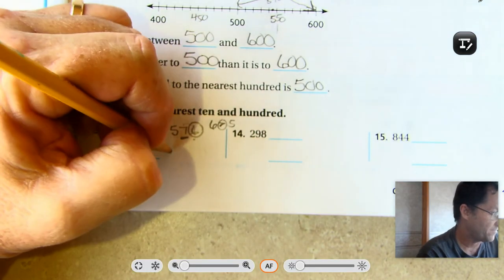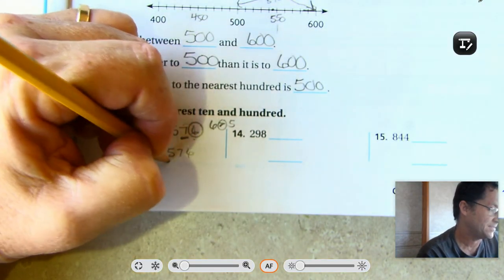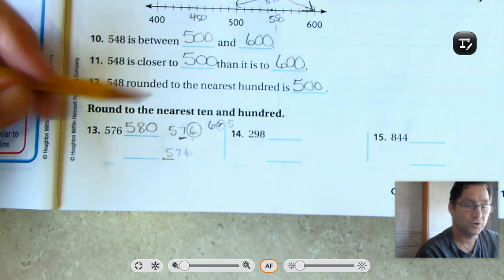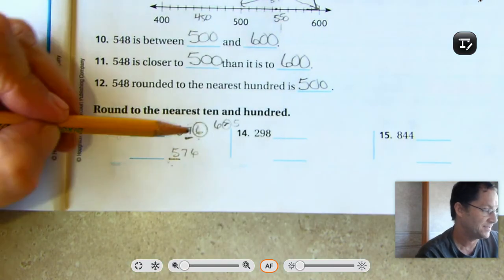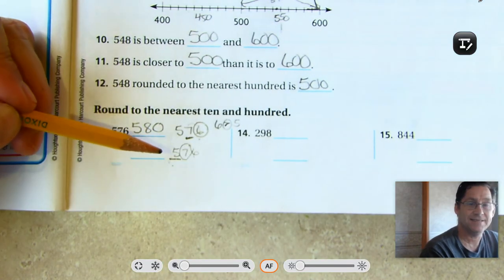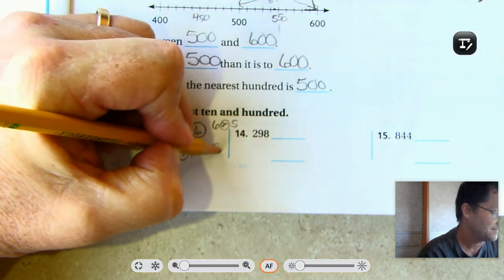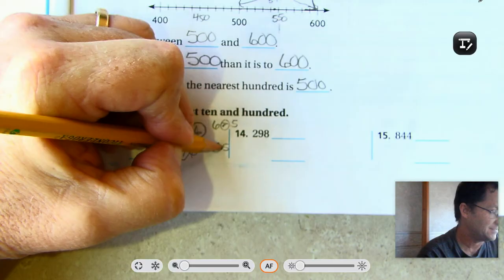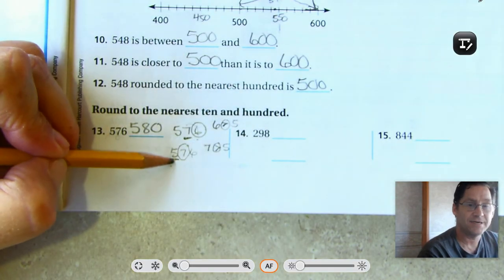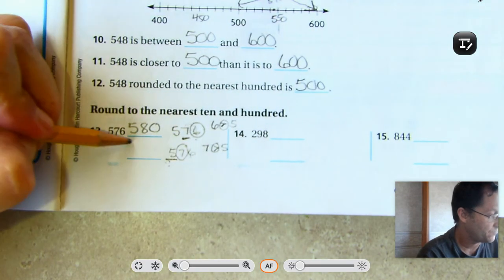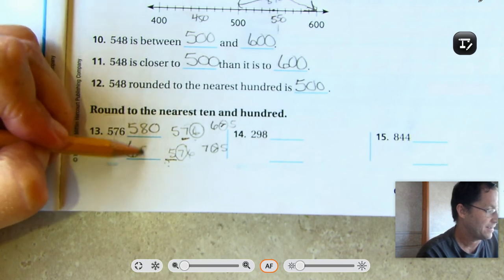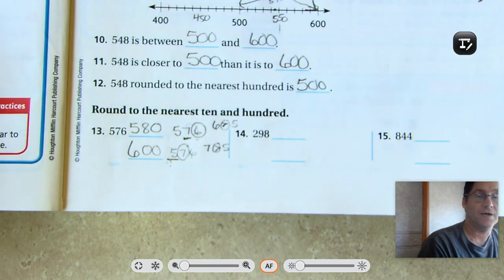Then it says round 576 to the nearest 100. So this time I'm looking at the 500s, and I'm going to look at the tens digit. I'm going to compare the tens digit to 5. The tens digit, 7, is larger, so I'm going to increase the 5 by 1, and I'm going to change the tens and the ones to zeros.